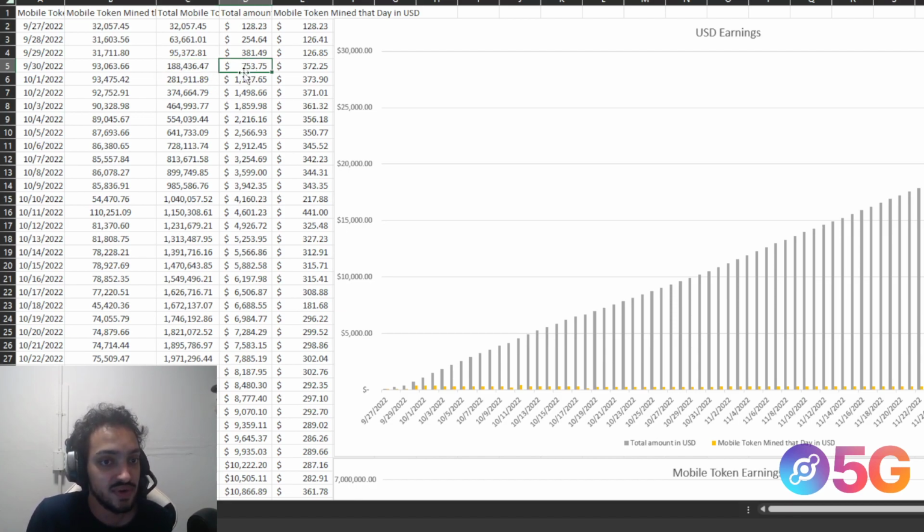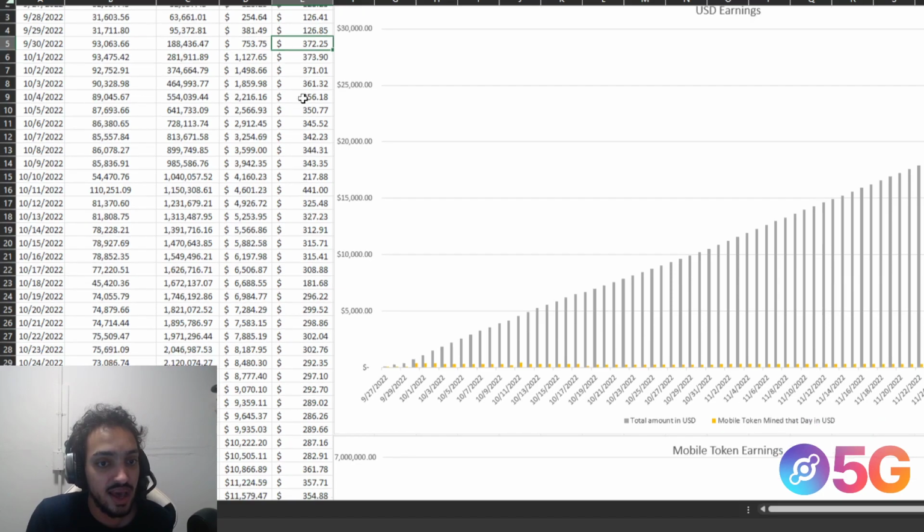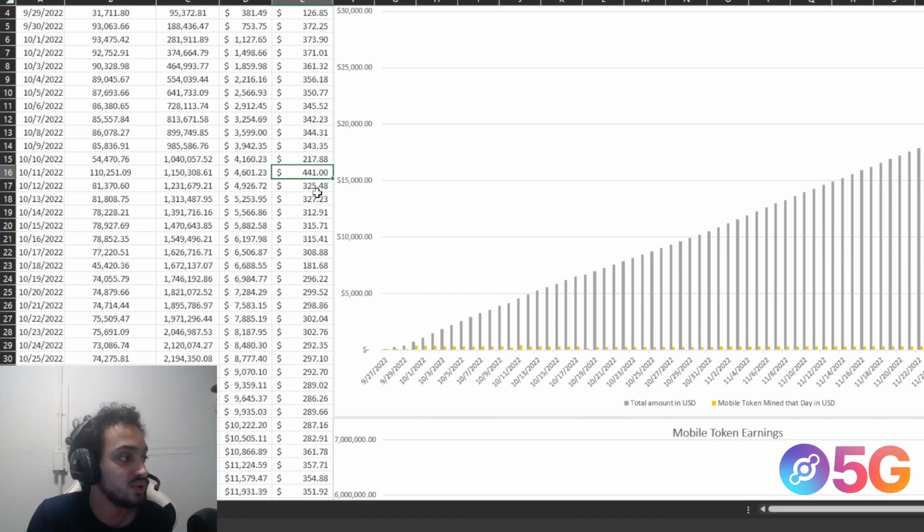I had a total of $753.75, and that day I made 372. So that was not the highest, because one day I had $441, which I think was a glitch, because the day before I was getting normally 300-something, and that day, the 10th of October, I got $217. I think that was just a glitch or something.